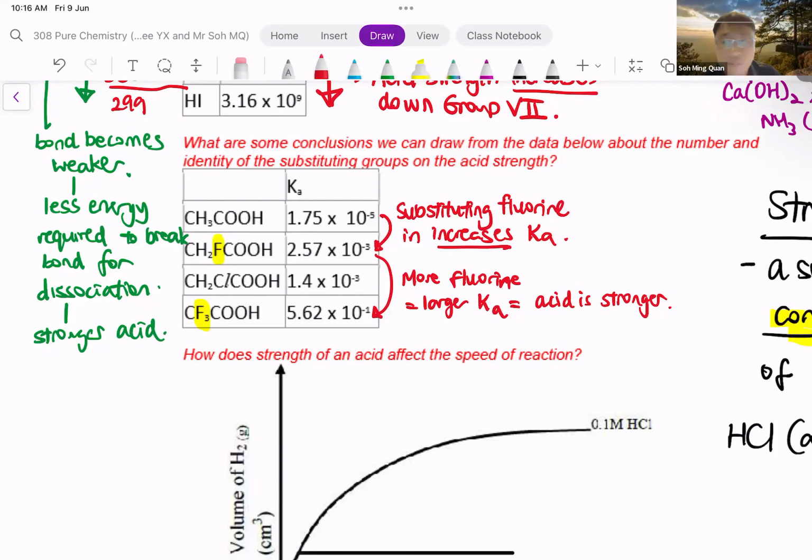Now, for those who have been through the chemistry Olympiad, this has to do with the electronegativity of the fluorine atom. Fluorine is the most electronegative element. As a result, having more fluorine atoms means you have more electronegative atoms in it. Having more electronegative atoms next to the carboxylic acid functional group makes the acid stronger. Okay?